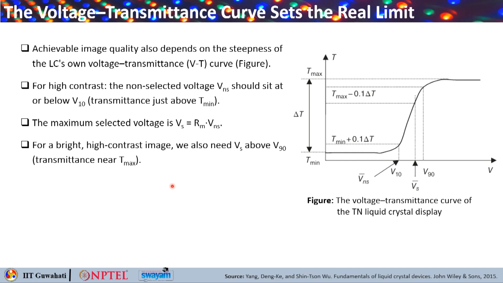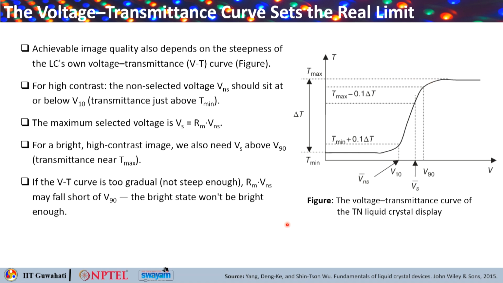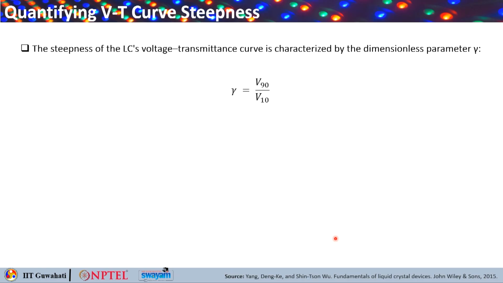In short, for a bright high contrast image, we need Vs to be above V90, that means as close as possible to the maximum transmission Tmax. Now if the VT curve, as I mentioned, is too gradual, that is not steep enough, in that case your Rm times Vns may fall short of this V90 and you will not get a good image because your bright state is not bright enough. So how do you quantify this voltage transmittance curve steepness?